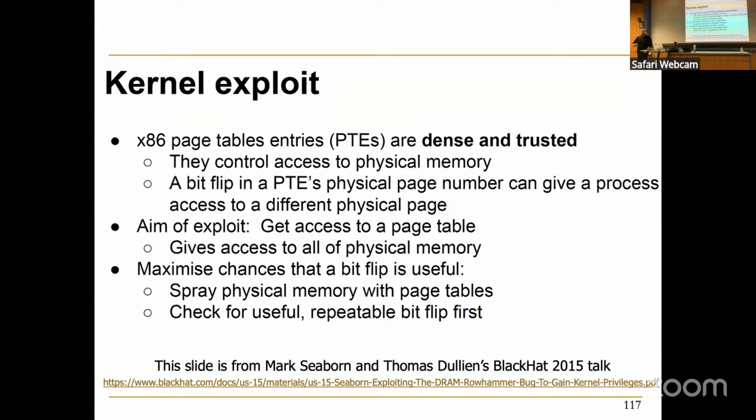So the kernel exploit here is the following. We have x86 page table entries, which are trusted, so they control access to the physical memory. A bit flip in a page table entry's physical page number can give a process access to a different physical page. The aim of the exploit is to get access to a page table and give access to all of physical memory. This maximizes the chances that the bit flip is useful. This way we can spray physical memory with page tables. How do I achieve this? By spraying physical memory with page tables. I will show you how. And check for useful and repeatable bit flips first.